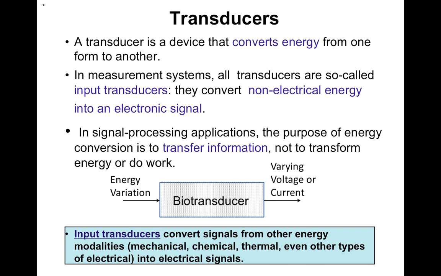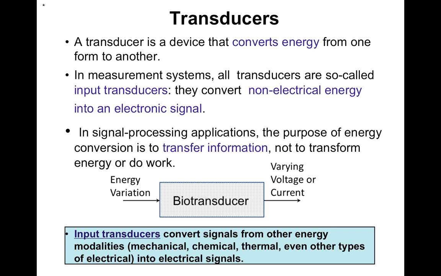So the way this chapter is arranged is to go step by step through each element that's present in that block diagram that we looked at. And so we'll start with the transducer. A transducer is basically a device that converts energy from one form to another. And in measurement systems, all transducers are called input transducers. In other words, they convert non-electrical energy into an electronic signal. In signal processing applications, the purpose of energy conversion is to transfer information, not to transform energy or do work.